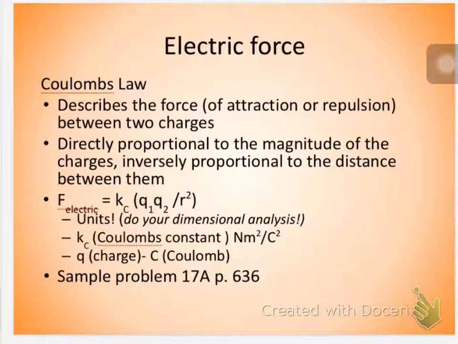Coulomb's law, if you take your intro physics part 3 course, your electromagnetics course, you're going to look at Coulomb's law, and this is a way to describe the force, and it can be attractive or repulsive between two charges. And when we talk about charges in this instance, we typically talk about these as point charges.